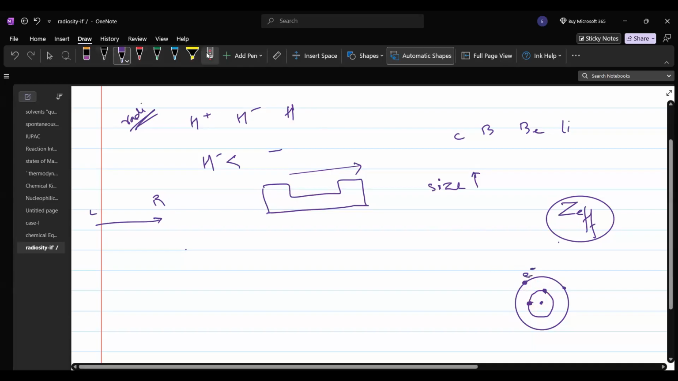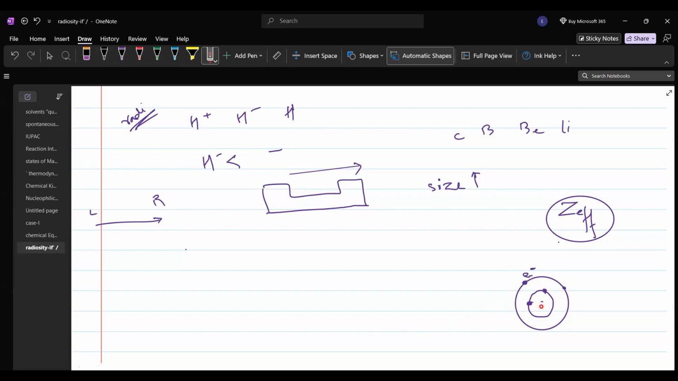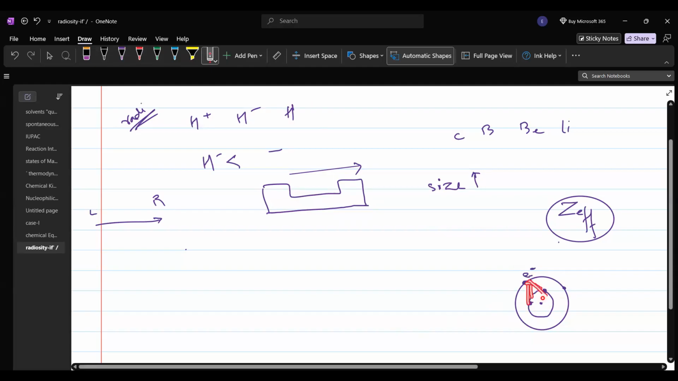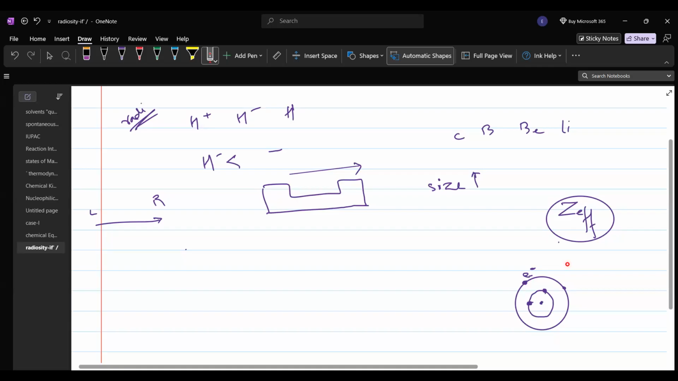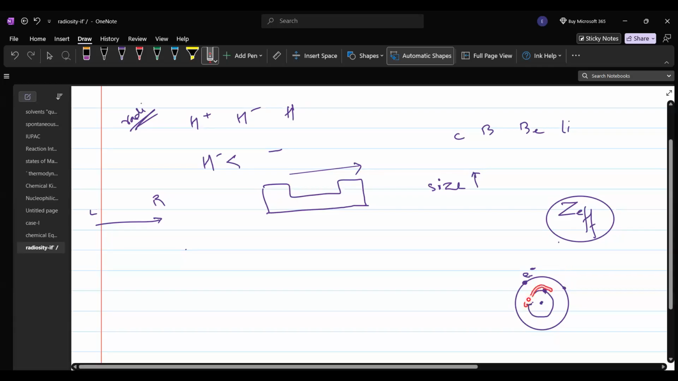So what is happening is that this is not getting the actual Z, or the actual positive force of the nucleus, right? So this is called Z effective, or let me tell you, this is called screening effect. They are making a screen, or they are shielding the nucleus from this electron. So shielding and screening are the same thing, exactly the same definition.